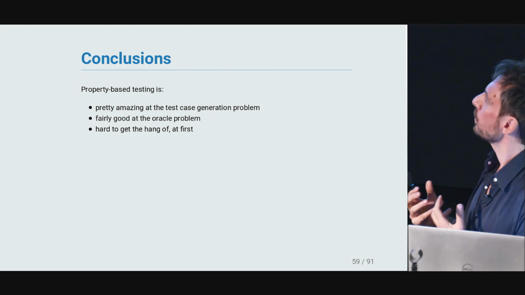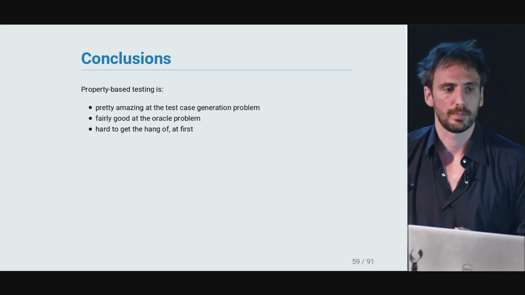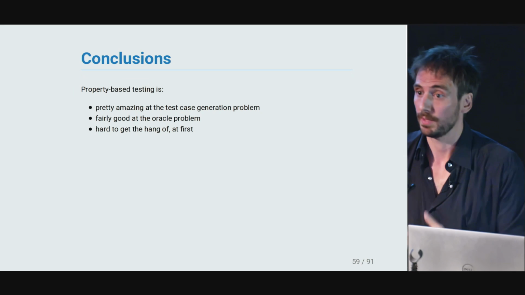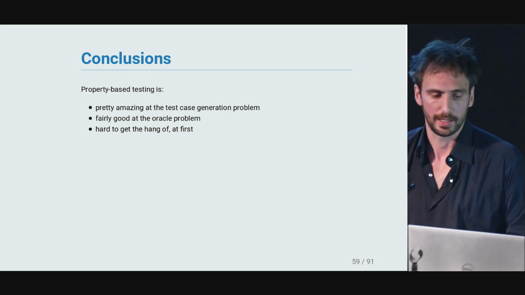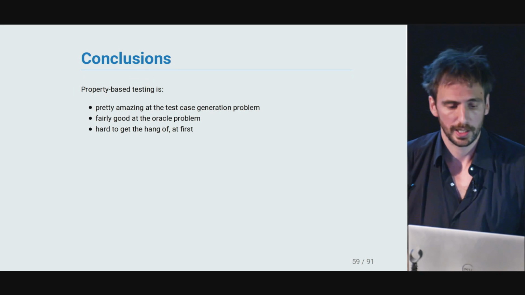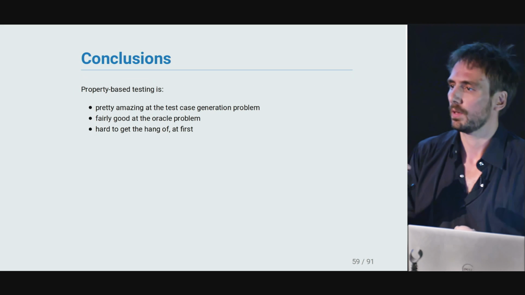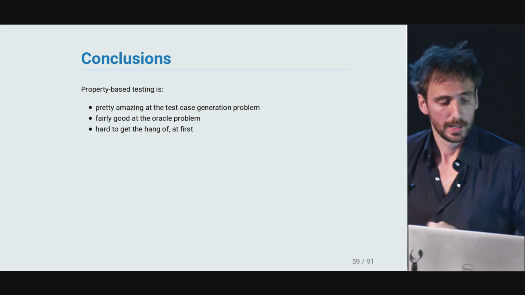And so in conclusion, property-based testing is pretty amazing at the test case generation problem, because there is no test case generation problem. It's random. You eventually are exhaustive on your test domain. It's pretty good at the Oracle problem, provided you know what you're doing. And there's surprisingly little literature on how to identify properties, which is what I'm trying to address here.